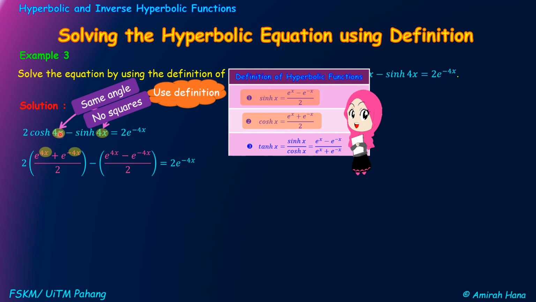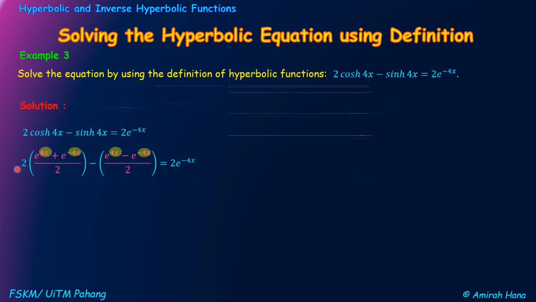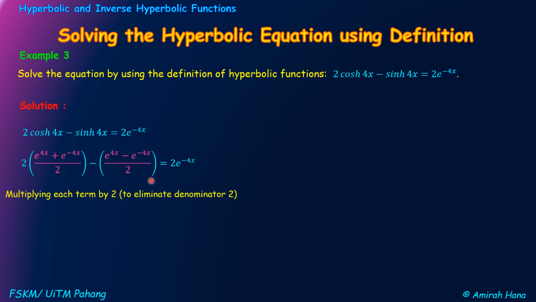So from here, we replace 4x here. We replace into here because this is the formula for single x. So now we have 4x. From here, we can simplify 2 and 2 here, but we cannot simplify over 2 here. So, the best way to eliminate denominator 2, we multiply each term by 2.